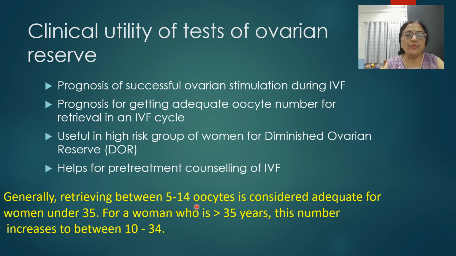Generally, retrieving between 5 to 14 oocytes is considered adequate for a patient who is less than 35 years of age, and for elderly women more than 35 years, we need a larger number of oocytes to be retrieved, from 10 to 34.